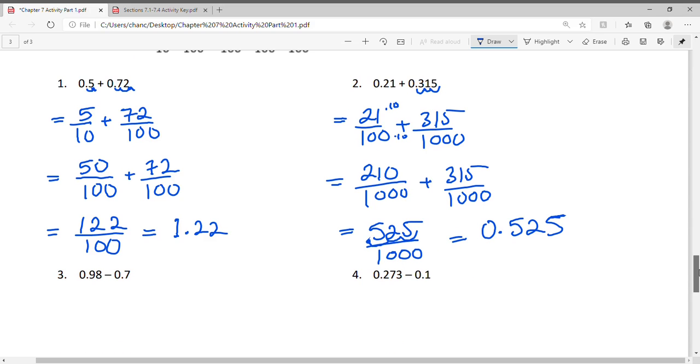You're welcome to pause the video and try the rest on your own. It's pretty similar to each other.